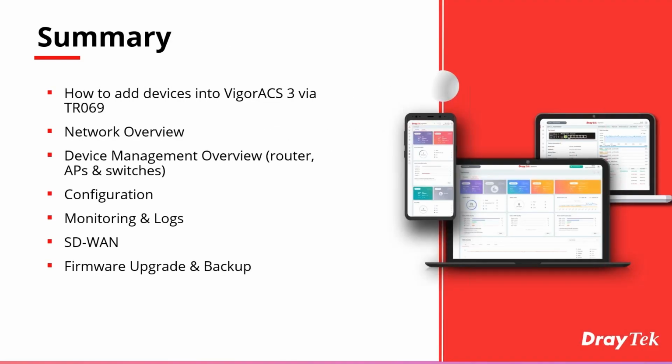So just a quick summary of what we've gone through. We've gone through how to add a device into VigorACS 3 via the TR069 menu, a quick network overview, a device management overview showing for the router, access points and switches, configurations, monitoring and logs, the SD-WAN, and then firmware upgrades and backups.